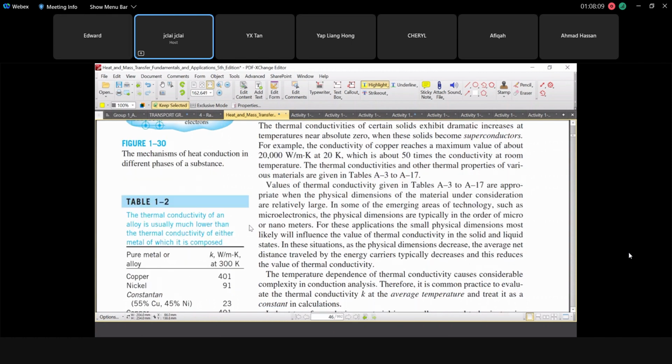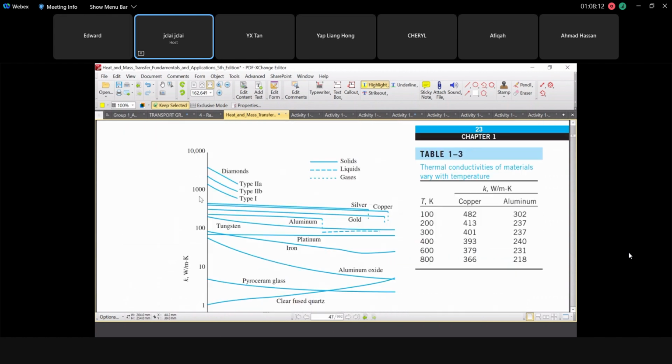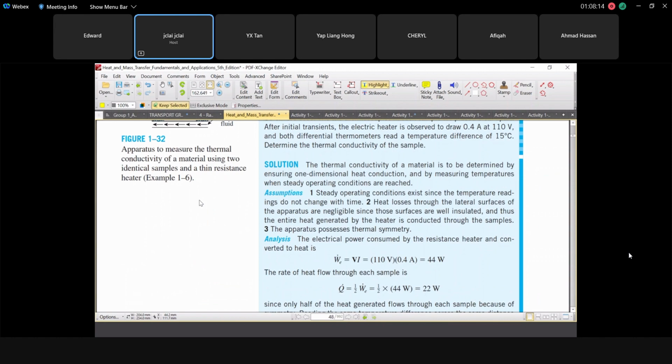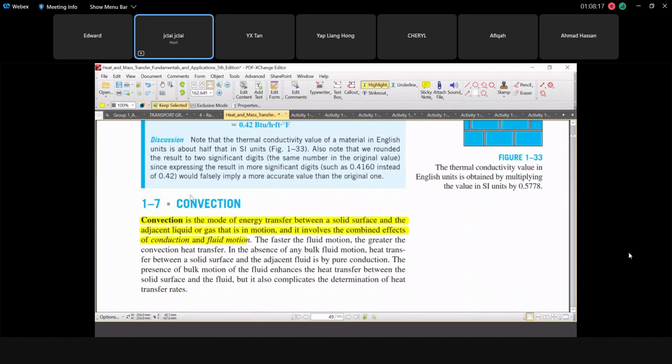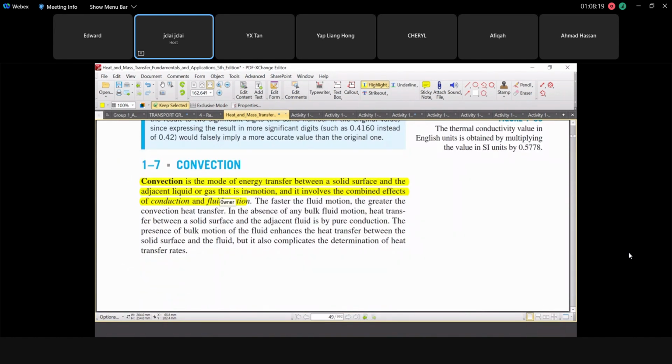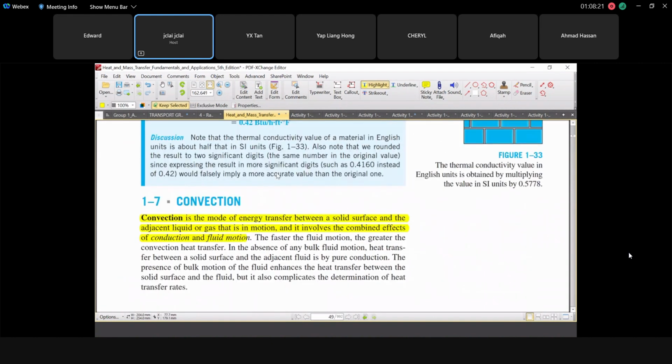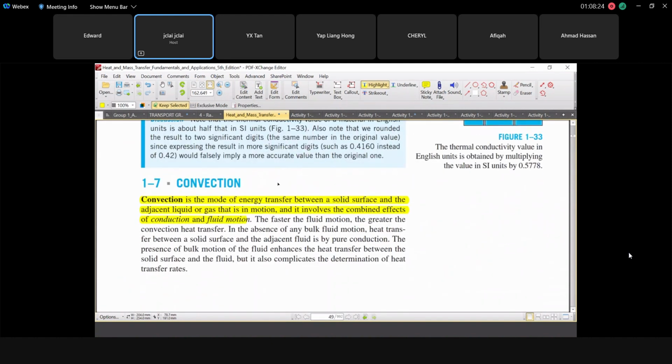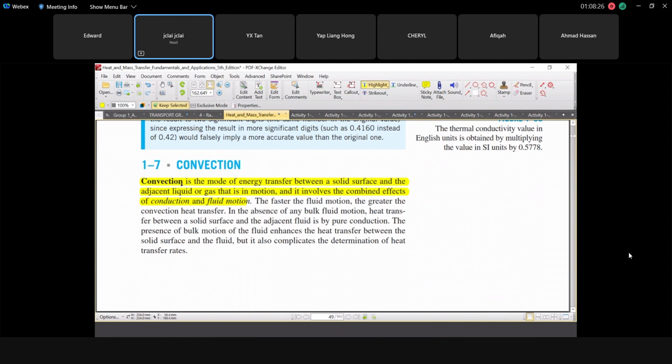This is conduction. Now convection. I want to say sorry, that day I gave some wrong explanation, so now I want to correct those things. You see, what is convection? Convection is a mode of energy transfer between a solid surface and the adjacent liquid or gas. So what you can see is that convection is heat transfer between a solid surface and a liquid or gas.